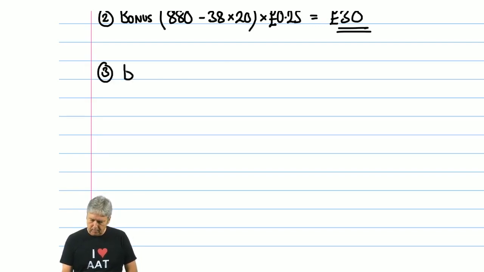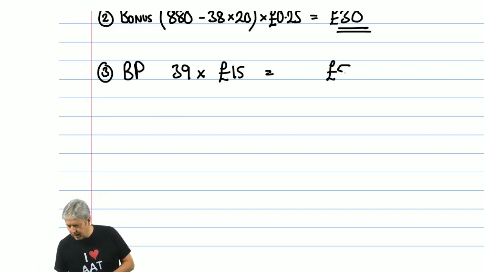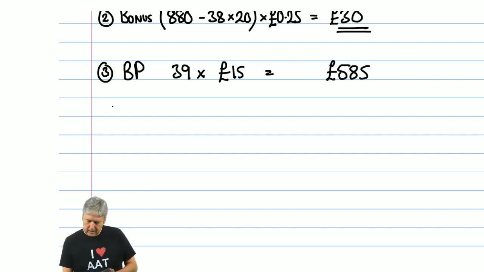So, we've got our basic pay. 39 hours multiplied by 15. And I'm sure that would be easy if I had a brain. Yes, I'm sure you're all shouting the answer. Oh, I sort of... Right, okay, fair enough. 585. And then we have the bonus.